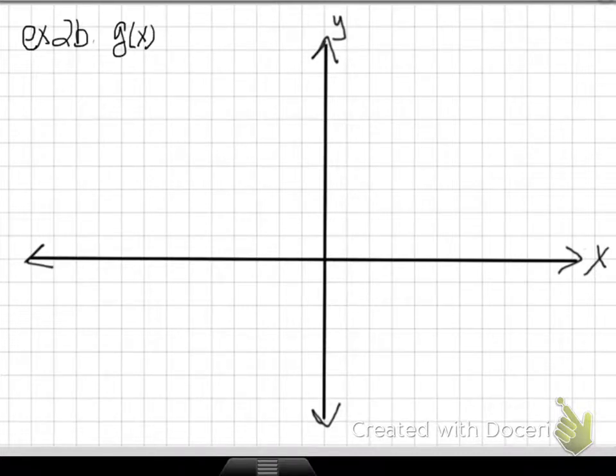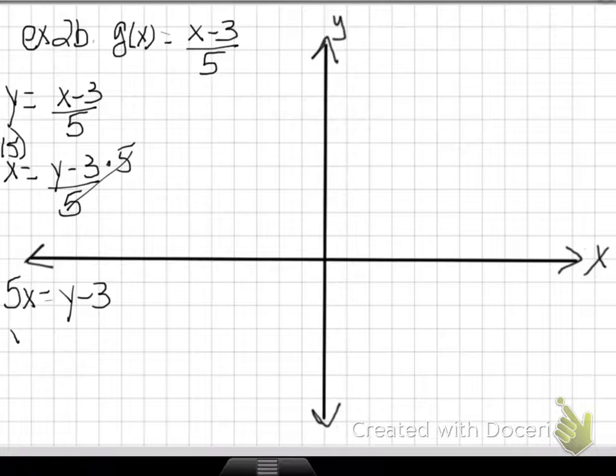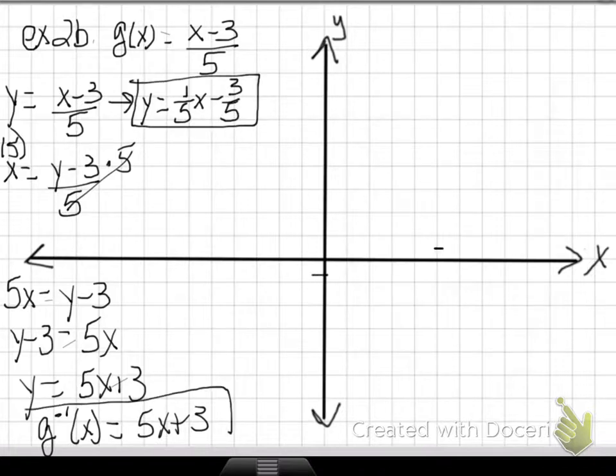Example 2b, g of x is equal to x minus 3 over 5. We want to find the inverse and we want to graph these two equations. First I'm going to replace the g of x with y equals x minus 3 over 5. Now to find the inverse, we change the y to x and the x to y. Then we have to solve for y to get slope-intercept form. Replace that with g to the negative 1 of x, or the inverse of g of x.